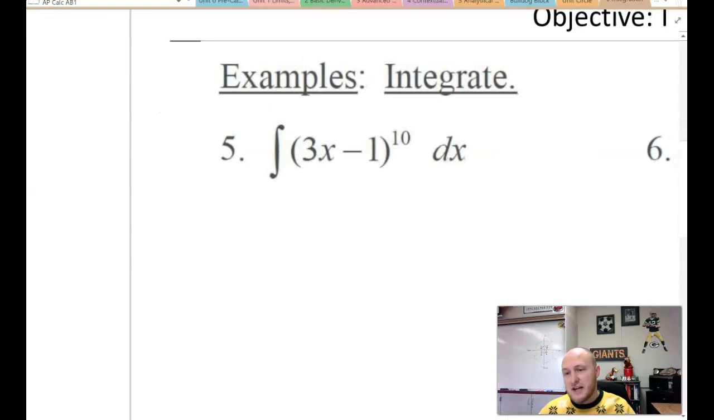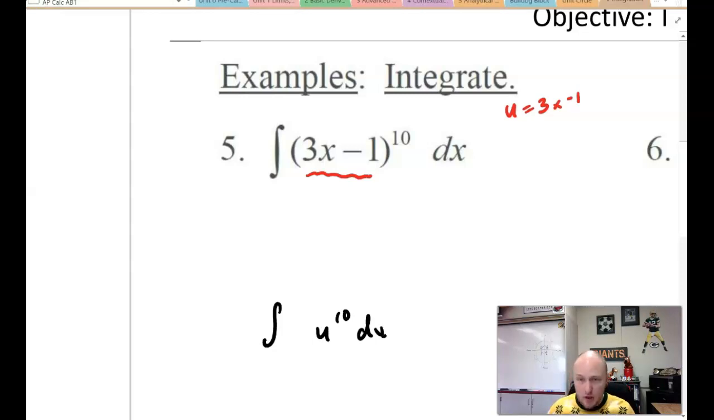All right, I want to integrate (3x - 1)^10 with respect to x. So what you should see here first is that 3x - 1 is a function. If I wanted to integrate u^10, no problem here, right? That is just pure power rule.